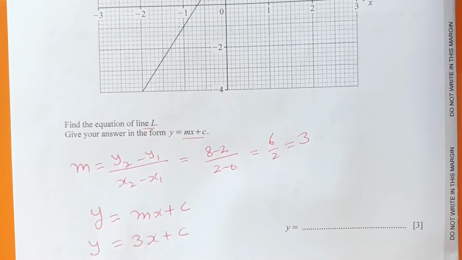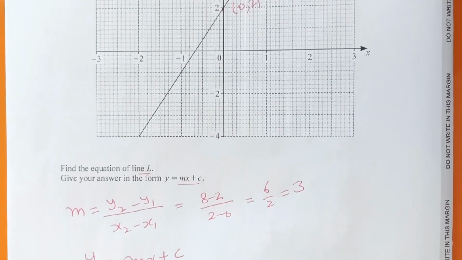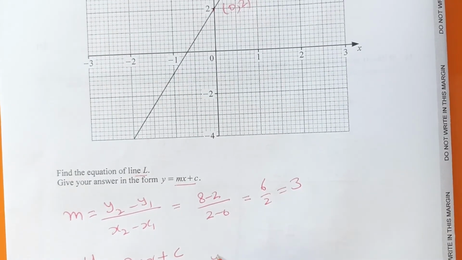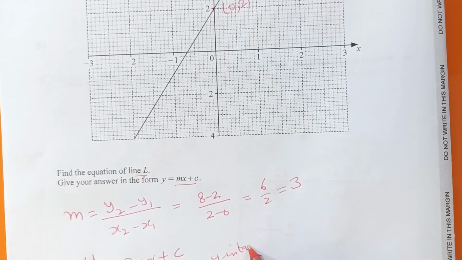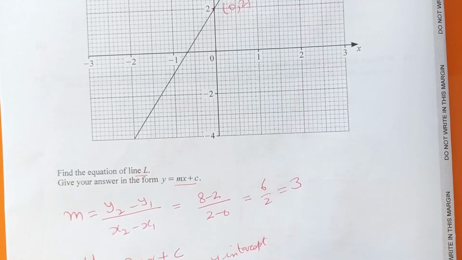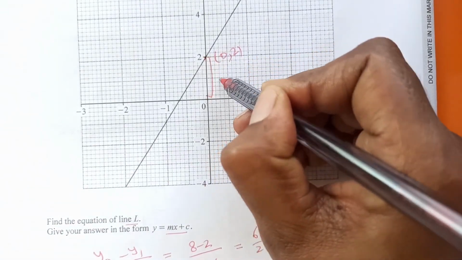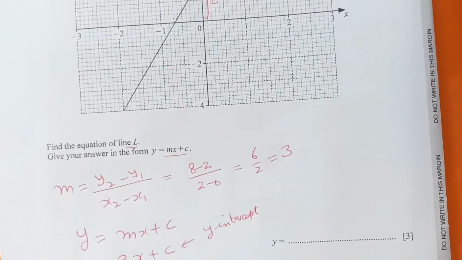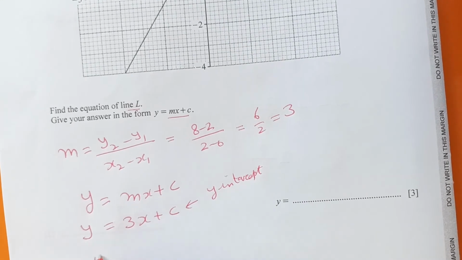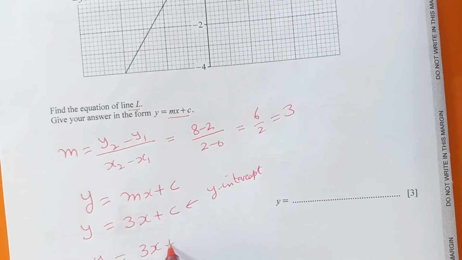Okay, so now how will you find the value of c? The value of c is the y-intercept. That means where the line touches the y-axis. So it is at 2. So c is equal to 2. So the final equation is y equals 3x plus 2.